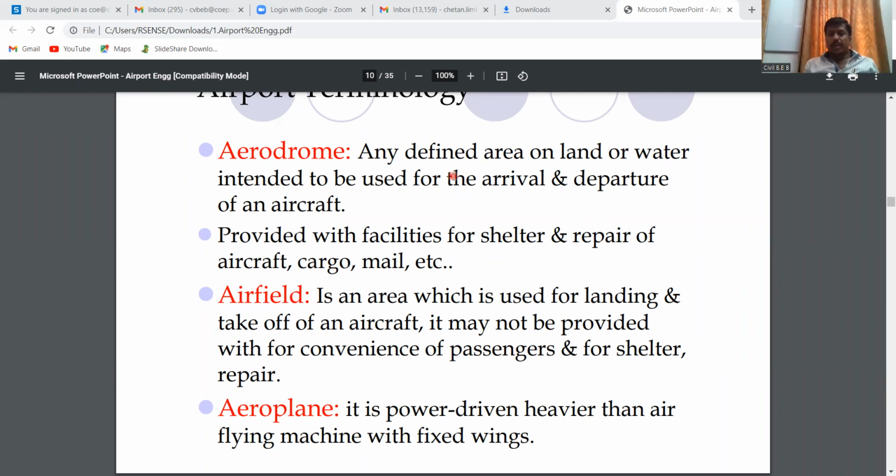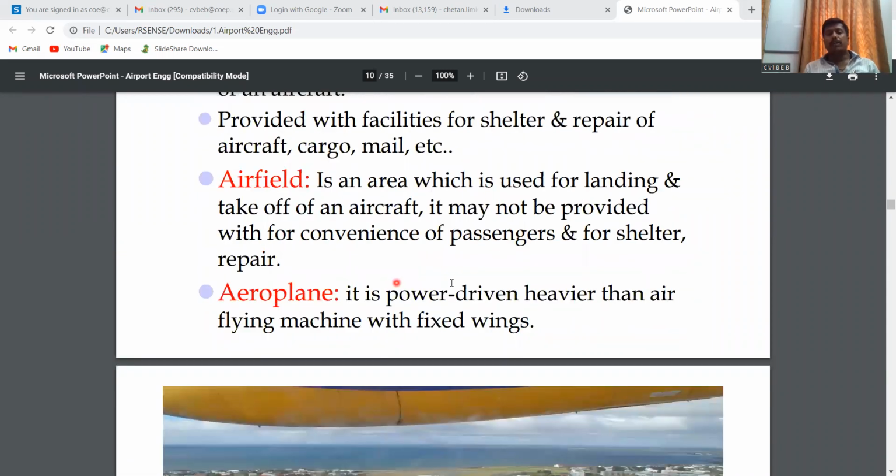Okay, then aeroplane. What is the aeroplane? It is a power driven, heavier than the air flying machine with the fixed wings. Everyone knows the meaning of aeroplane. Can you define what an aeroplane means? It is a power driven, heavier than the air flying machine with the fixed wings.